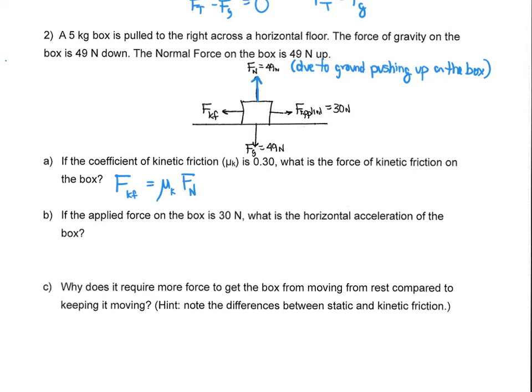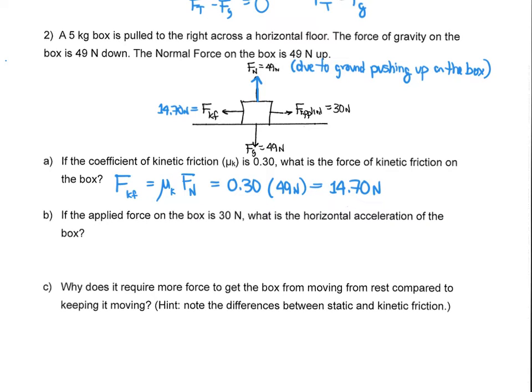So if we know, yeah, we can calculate force of friction here. So we have all these numbers, right? So mu is 0.30. The normal force is given to us, it's 49 newtons. So if I just multiply those out, 0.3 times 49, and that tells us the force of friction is 14.7 newtons. Got it. Oh, and I'll label it right over here. So now it's 14.7 newtons to the left. Okay?